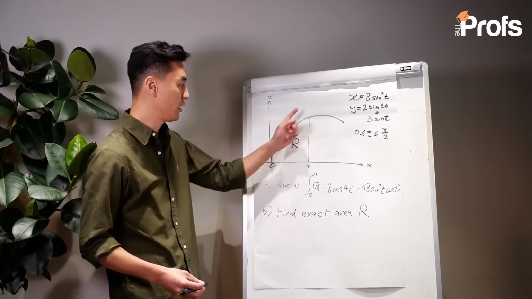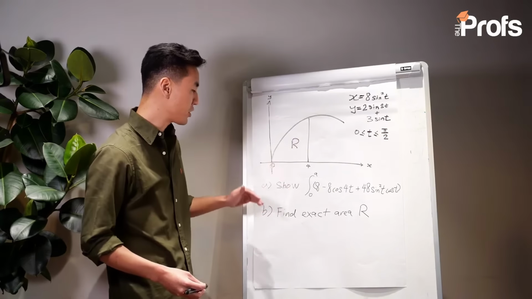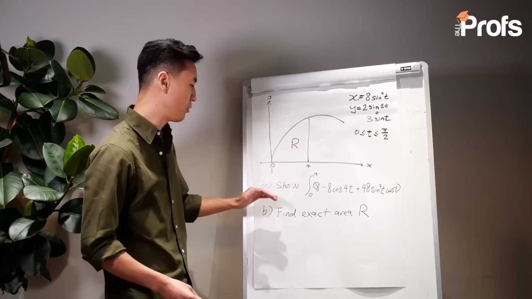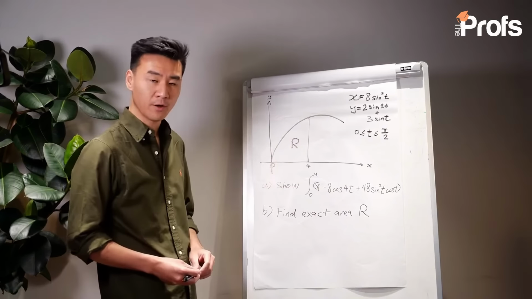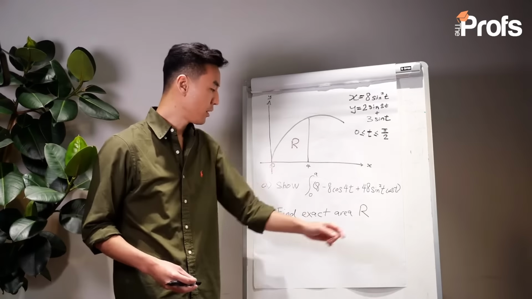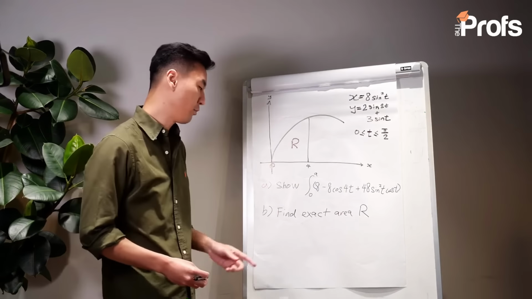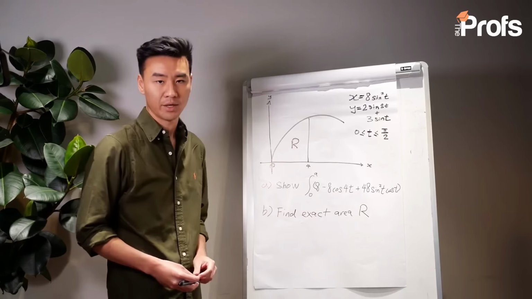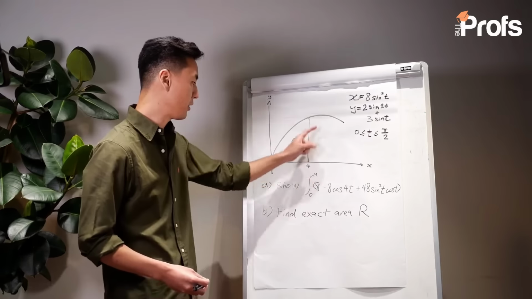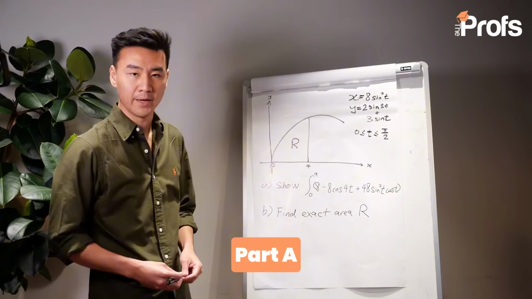As you can see, we've got a curve here. The question is broken into 2 parts. In the first part, they want you to show that the area underneath the curve can be shown like this. And part B, after you've done that, they want you to find the exact area of R, which is this part here. So let's begin with part A.